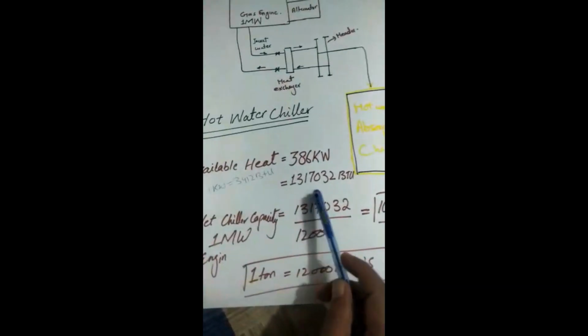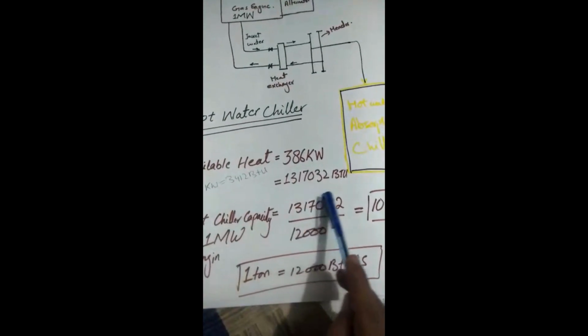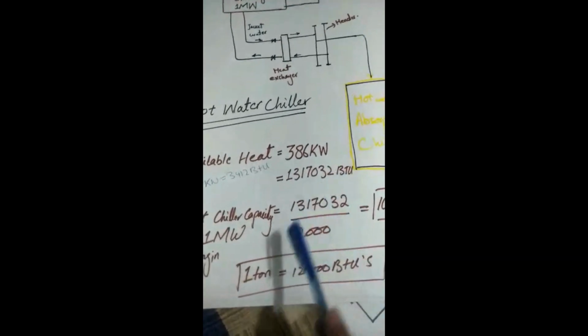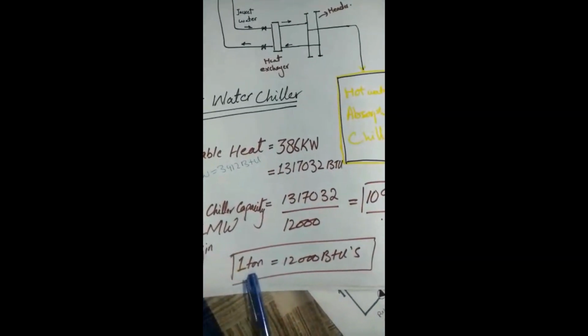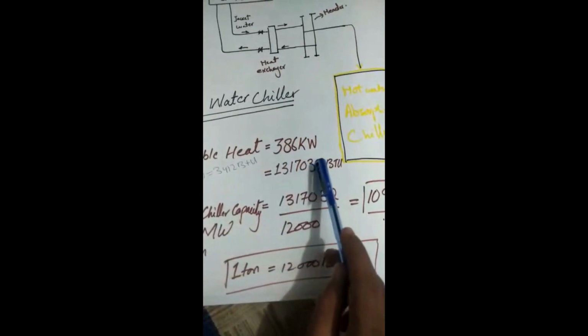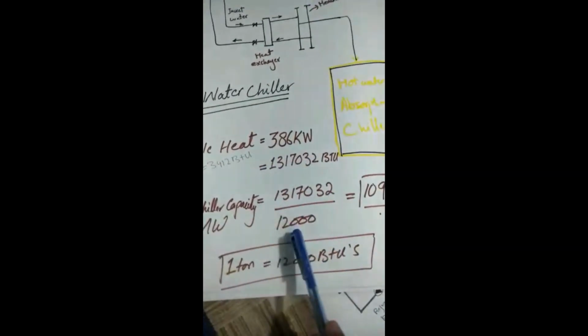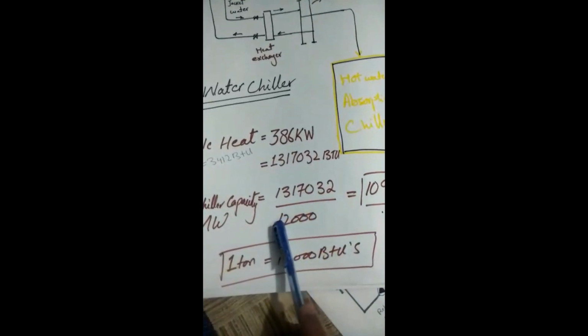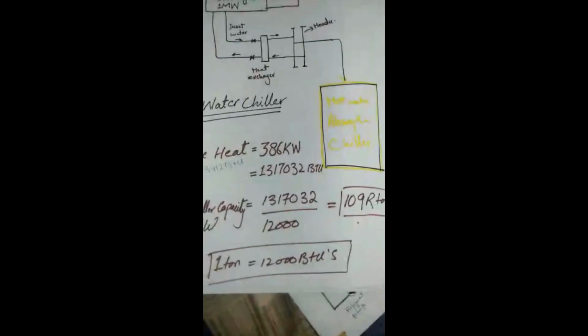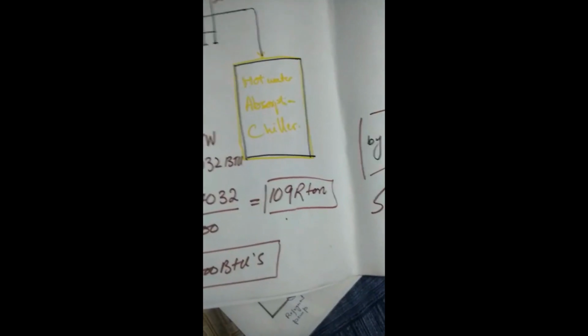So you have calculated the available heat in hot water in BTUs, and you also know that 1 ton of refrigeration requires 12,000 BTUs. So dividing the available heat by the refrigeration heat of 12,000 required for 1 ton, you can install 109 ton.